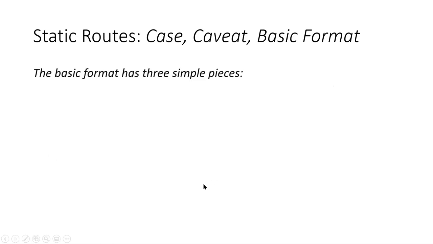Okay, the basic format for a static route is actually very simple to implement. The best way to learn this is to practice it, but it helps to work some simple orientation here. The basic format has three easy pieces. The first is the command IP route, and there's a space there. So that's the first part of the command.